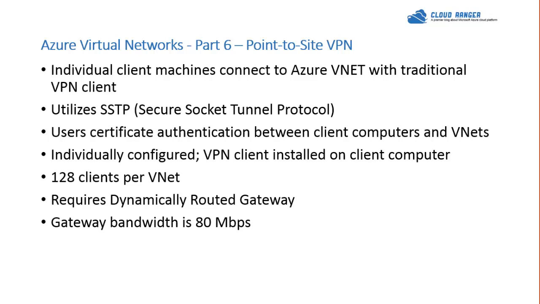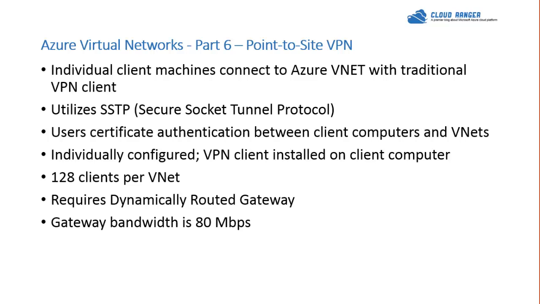It requires a dynamically routed gateway. We discussed this before: there are two types of gateways that you can make in Microsoft Azure, and the one the point-to-site VPN uses is a dynamically routed gateway. There is a limitation on the bandwidth: the gateway bandwidth is 80 megabits per second. So if you have a lot of users who require a significant amount of bandwidth, then 80 megabits per second might not be enough for you, and you might have to create a separate virtual network with its own gateway.